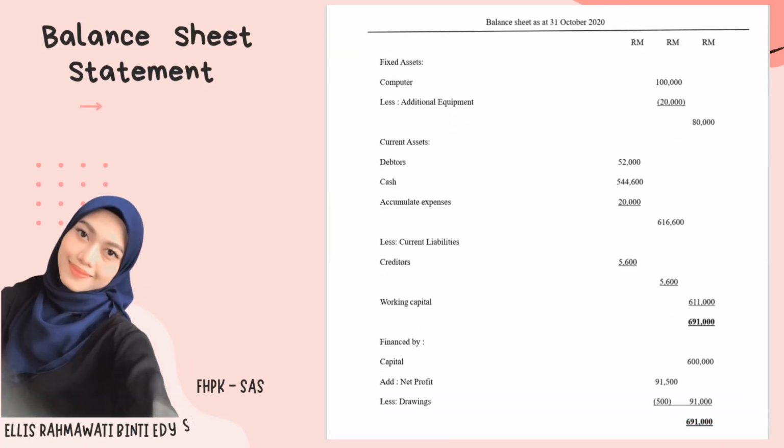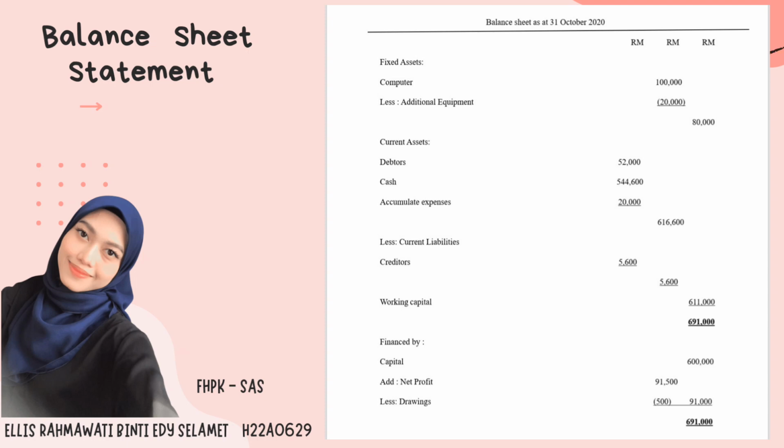Balance sheet as at 31 October 2020. Fixed asset, computer 100,000 less additional equipment 20,000 equals 80,000. Current asset, debtor 52,000, cash 544,000, 600, accumulated expenses 20,000 equals 616,600, less current liabilities, creditors 500,600, will get working capital 611,000.